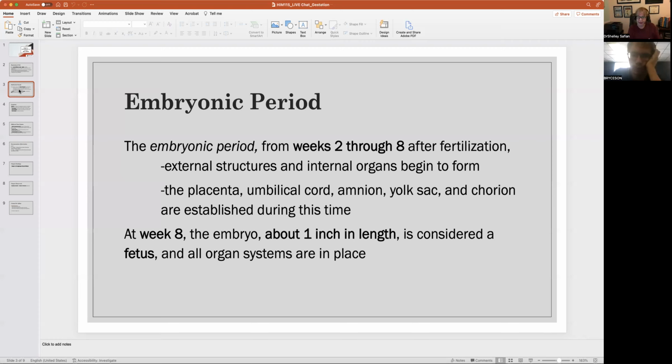At week 8, the embryo is about 1 inch in length. And at week 8, it becomes a fetus, and all organ systems are in place, ready to grow.